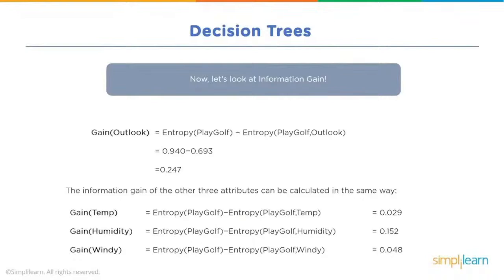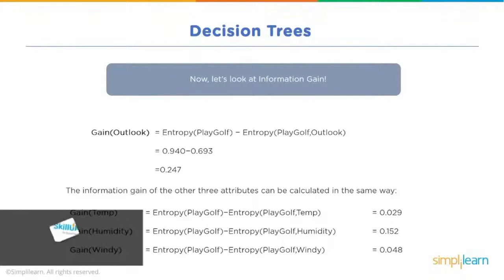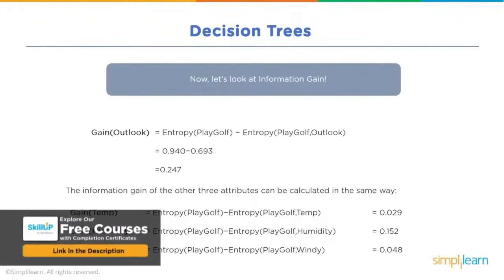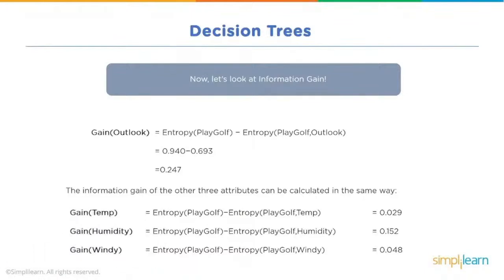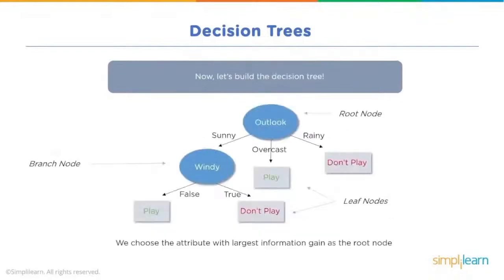Remember, we define entropy and we define information gain. The higher the information gain, the lower the entropy, the better. The information gain of the other 3 attributes can be calculated in the same way. So we have our gain for temperature equals 0.029, our gain for humidity equals 0.152, and our gain for a windy day equals 0.048. If you do a quick comparison, you'll see the 0.247 is the greatest gain of information, so that's the split we want. Now let's build the decision tree.